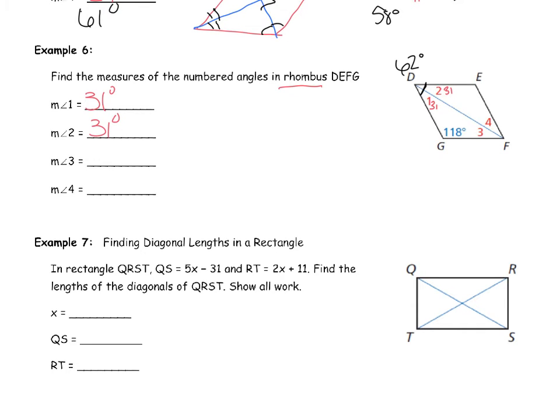Now, the nice thing about a rhombus is that opposite angles are congruent. So therefore, 3 and 4 would be the exact same answers as 1 and 2, which is not 62, it is 31 degrees. All right, moving on.